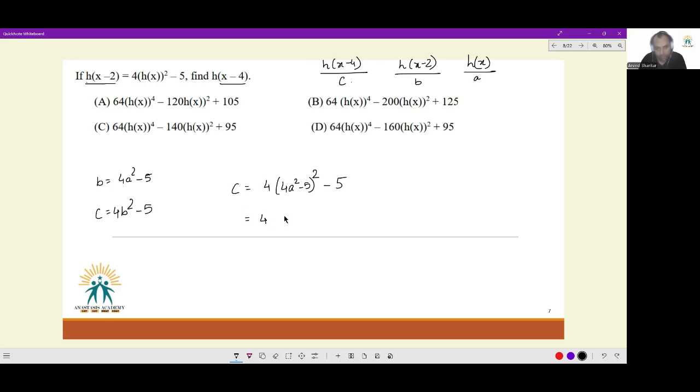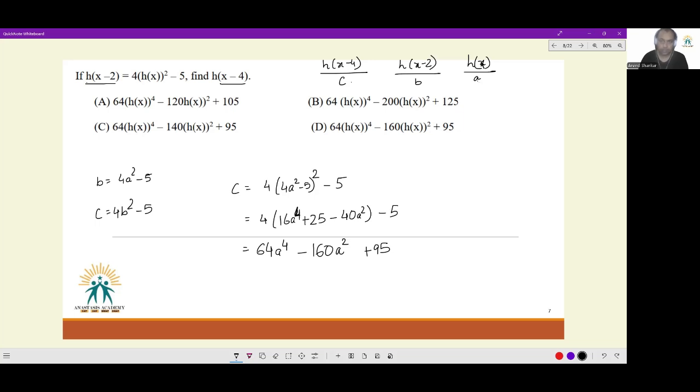So you will have 4 times (16a square plus 25 minus 40a square) minus 5. I open it all up. I get not 16a square, this will be 16a raised to the power 4, 64a raised to the power 4 plus 100 minus 5, so plus 95 minus 160a square.